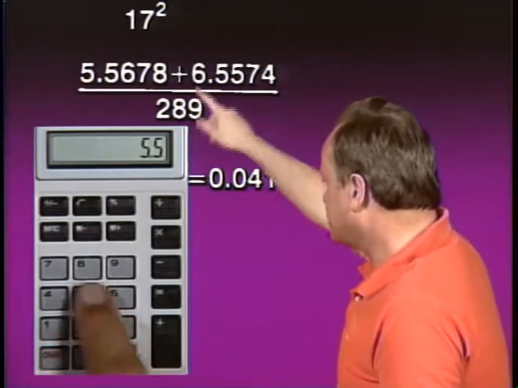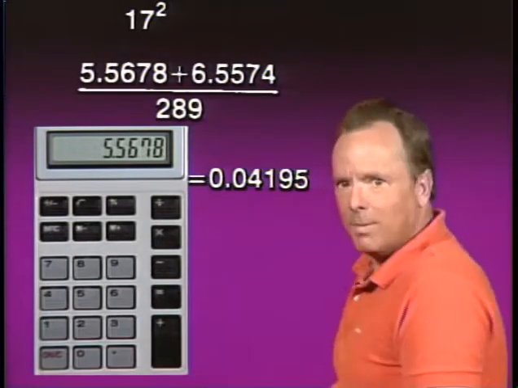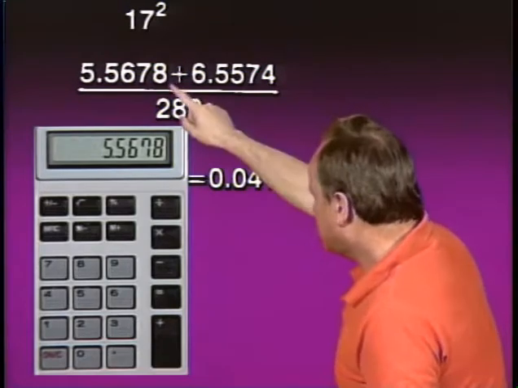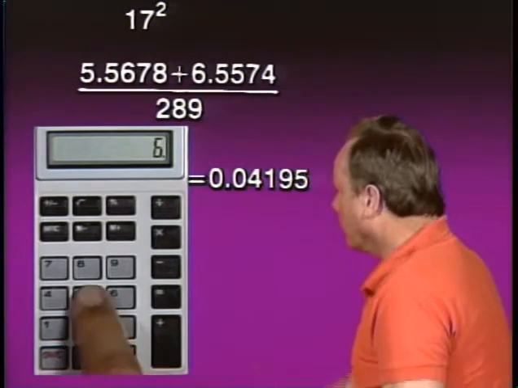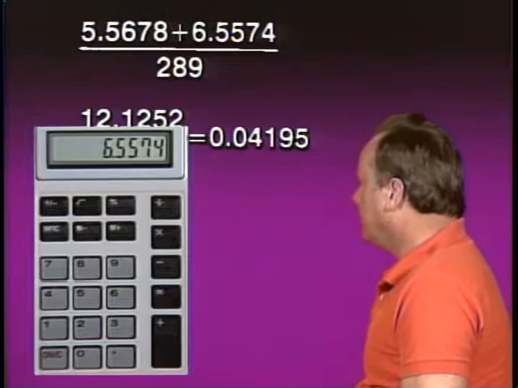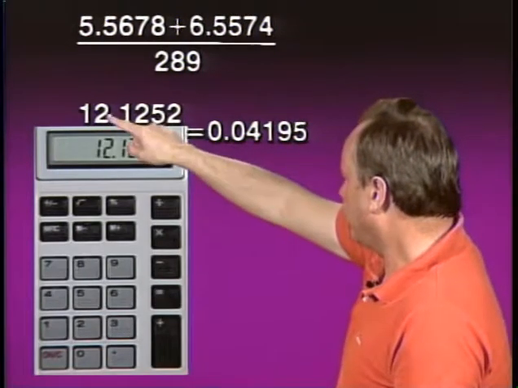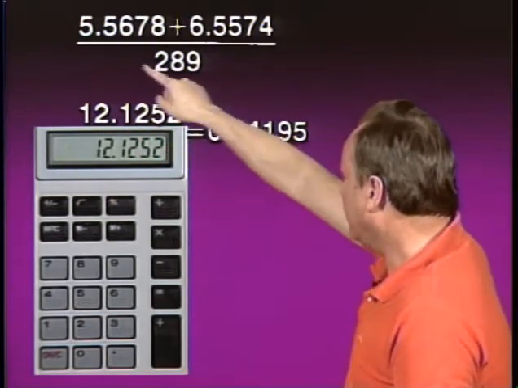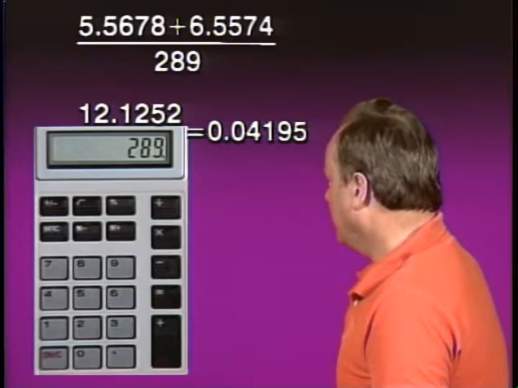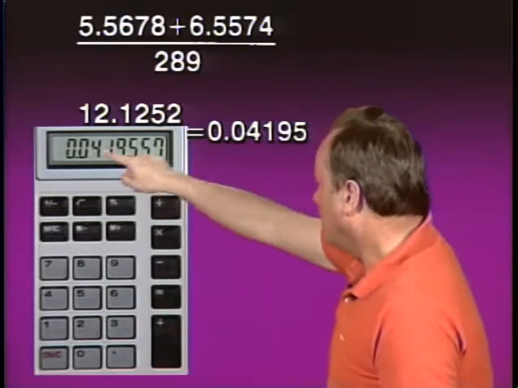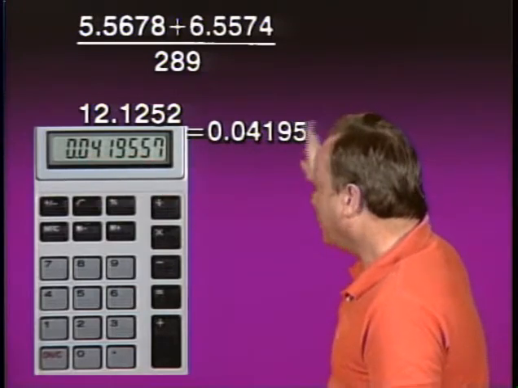So we take the 5.5678. It's a magic finger there, isn't it? Plus 6.5574. And we get 12.1252. We can divide that by 289. And we get 0.04195, and that's all there is to it. So when you get to the complicated math like that, don't let it confuse you. Just whip out your trusty old calculator and things will fall into place for you.